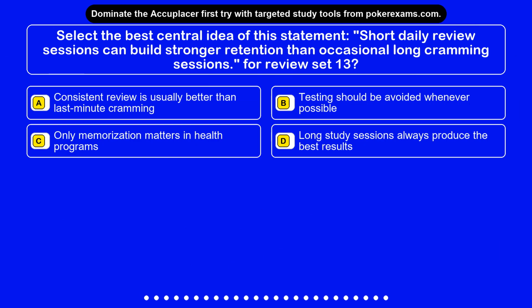Question 13. Select the best central idea of this statement. Short daily review sessions can build stronger retention than occasional long cramming sessions. For review set 13. Option A. Consistent review is usually better than last-minute cramming.